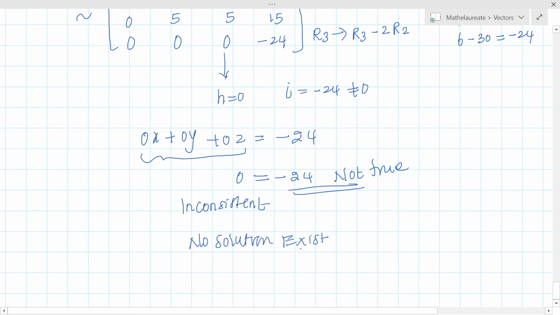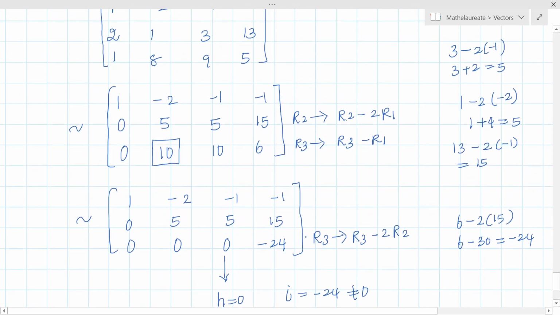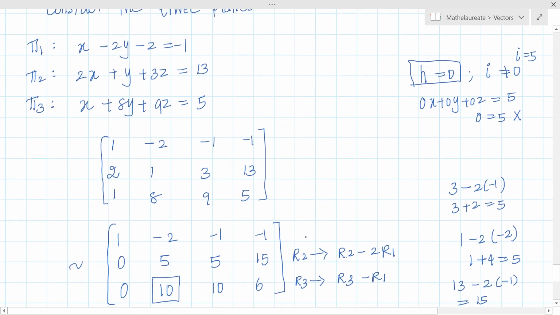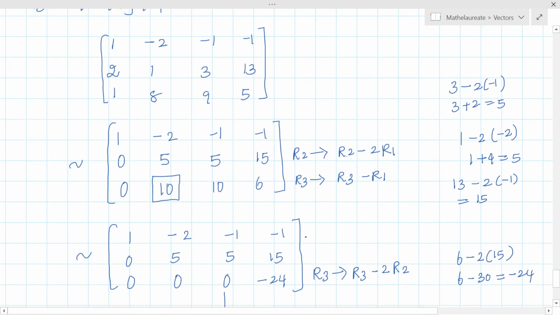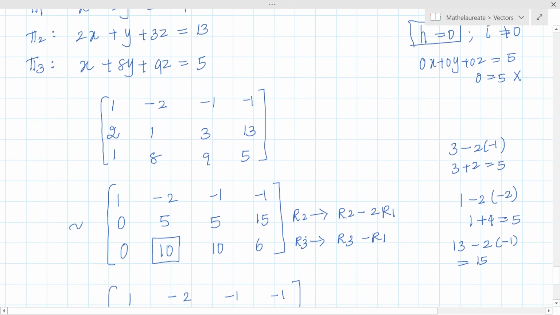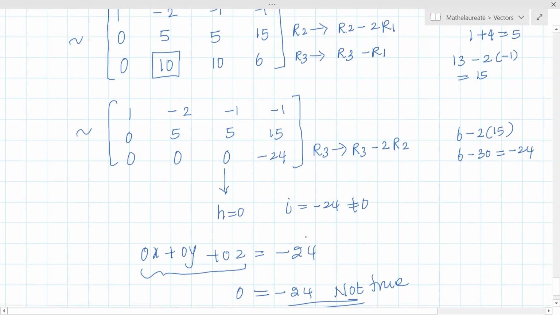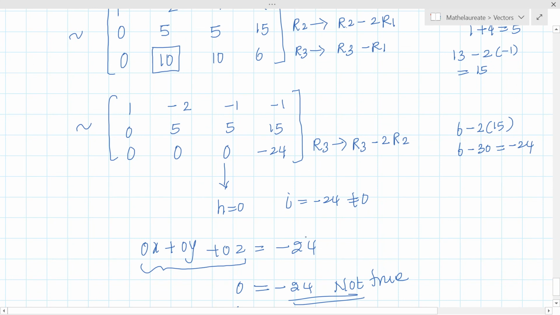In the previous video, we saw an example of a unique solution, how to use the row reduction method to get a unique solution. And in this example, you have seen how an inconsistent system of equations gives no solutions. So you can say that these three planes don't make any solution. In the next video, let us see how to solve the infinitely many solutions case. Thanks for watching.